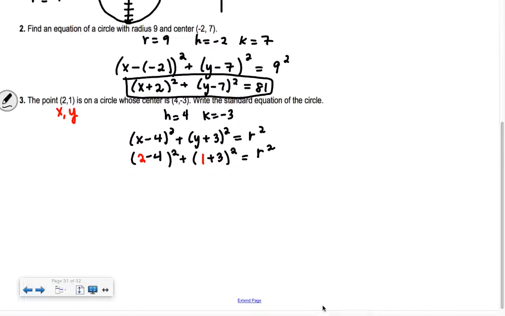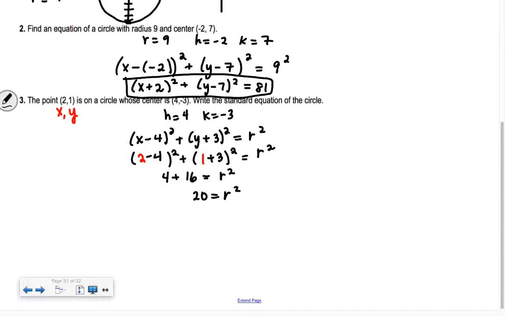Did you get it? It would be x minus 4 squared plus y plus 3 squared equals 36. So he thinks the radius is 6. Did you guys get 6? Let's see. So 2 minus 4 is -2 squared, which is 4, plus, this is going to be 4 squared, which is, so not quite. So it's going to be 4 plus 16, which is 20.